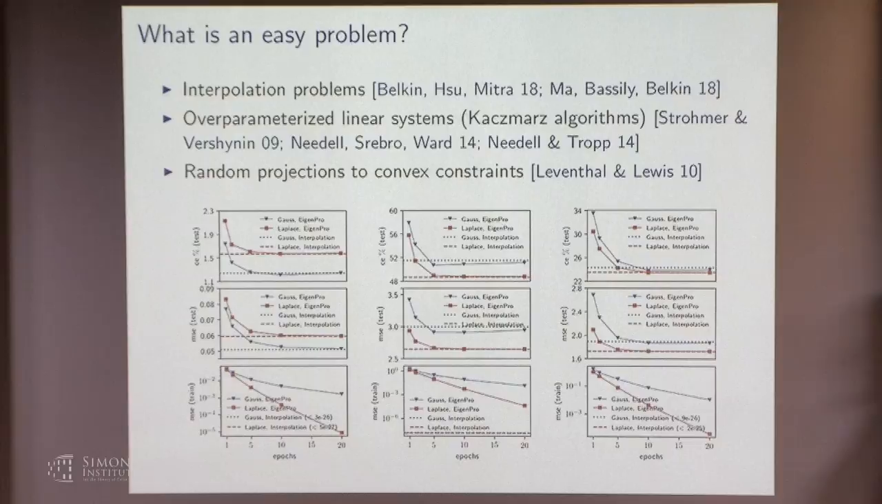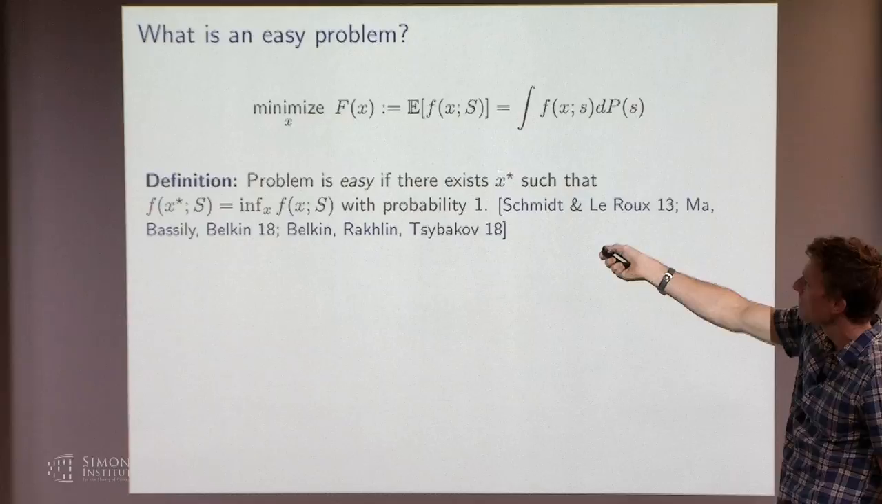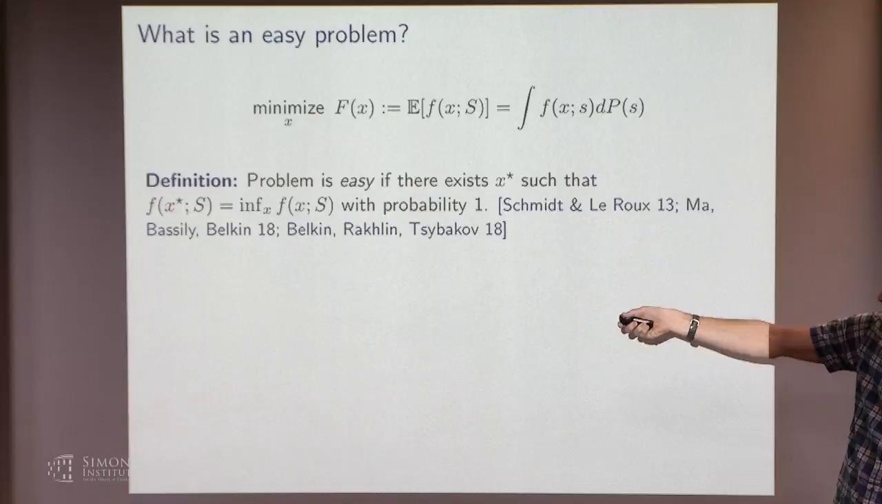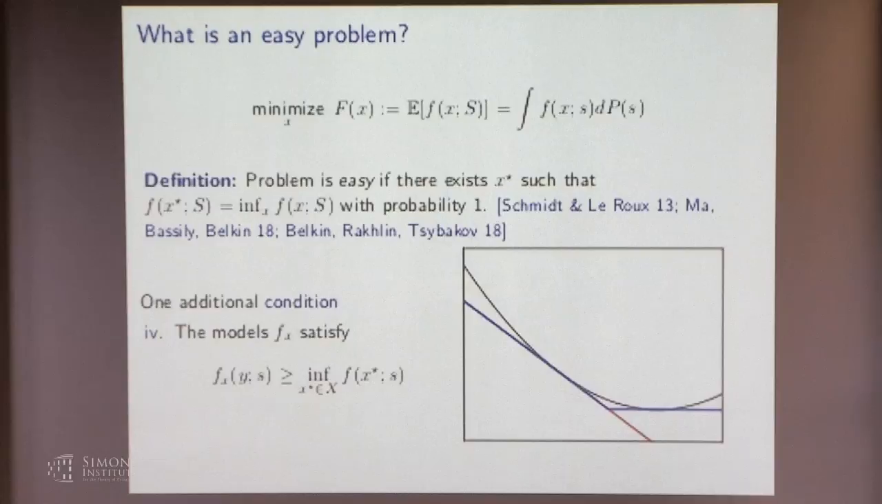So let's talk about easy problems. When I say easy problem, I mean I want to minimize a function f of x, and the problem is easy if there's an x star such that for all of your samples s, f at x star is actually equal to the infimal value of f of x. So you actually perfectly fit all of your samples. If you're a statistician, if you're one of my students at Stanford, Steven is frowning a lot. He's unhappy with this. But there are reasons to think that this might actually happen. There are a lot of problems, like deep learning, where you perfectly interpolate the training data and it seems to do okay. There are a number of others, but we're going to impose one additional condition here.